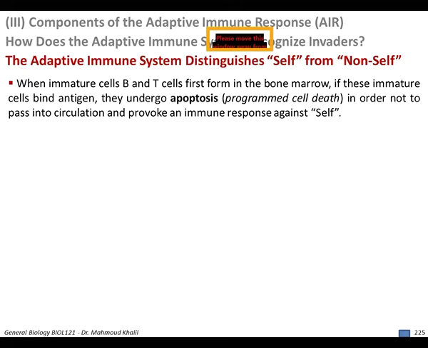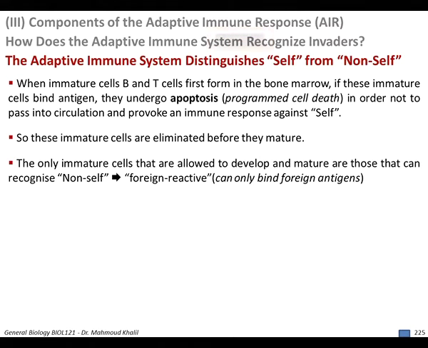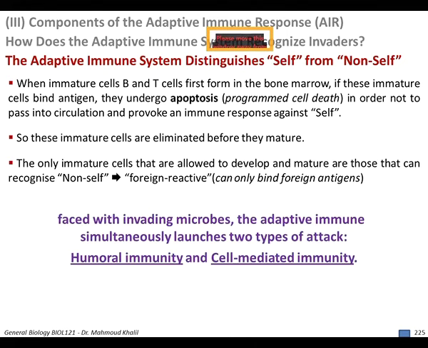That's why, in order not to pass these types of cells into the circulation, because in this case they will provoke an immune response against self. So these immature cells, as we said, are eliminated before they mature. And the only immature cells that are allowed to develop and mature and go to the circulation will only be those that recognize non-self markers or foreign reactives. Actually, they can react to foreign antigen.